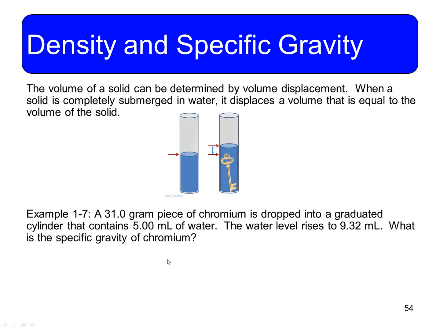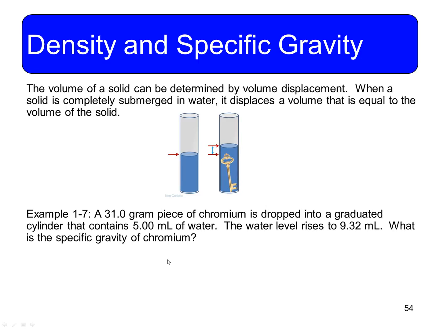What you're going to do is submerge the solid down into water. If you see here, we start at a certain level, so many milliliters of water in a graduated cylinder, and then you add an object. It's not going to be a key. It's just the best picture I could find. I couldn't find one of our objects. And so you're going to submerge it.